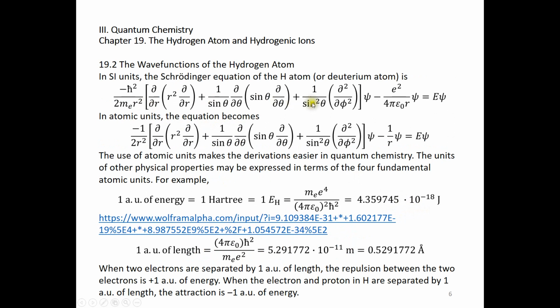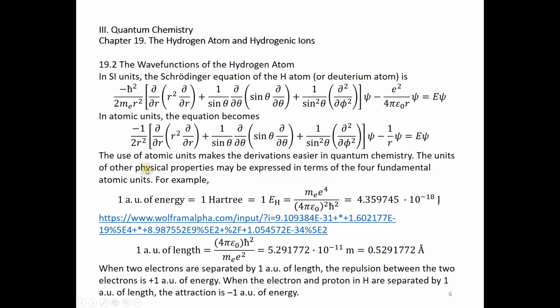So again, this is the Schrödinger equation for the hydrogen atom in SI units. It's awfully complicated, but in the atomic unit system, the equation is at least somewhat simplified, because h bar is 1, the mass of electron is 1, the charge of electron is 1, moreover 1 over 4 pi epsilon 0 is 1. Now we have a slightly simpler equation for the hydrogen atom. The use of atomic units makes the derivations also easier in quantum chemistry.